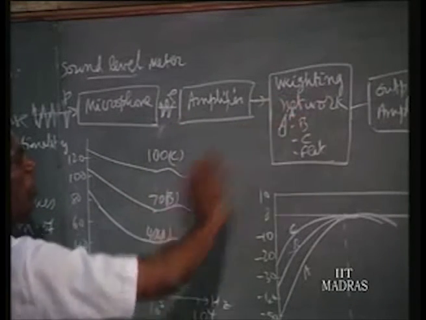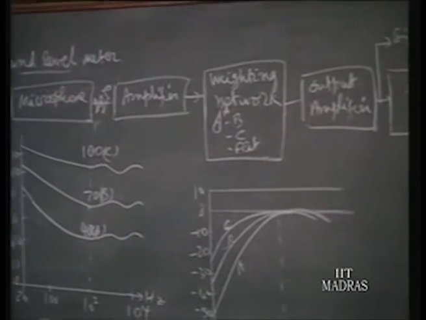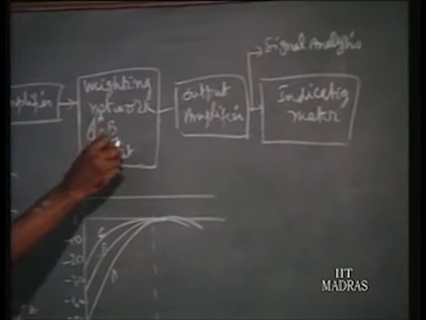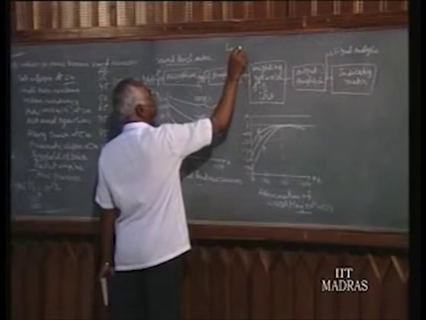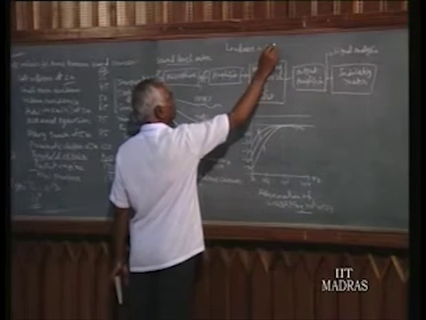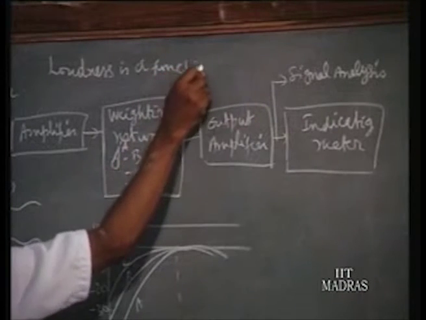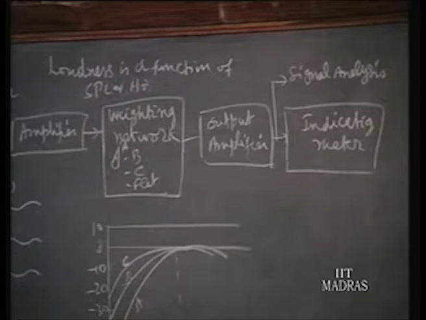Then we have the so-called weighting network. The weighting network is an important unit in any sound level meter. We have three scales, A scale, B scale, C scale, and another one is flat, which doesn't belong to any one of these. See what the weighting network's importance is: loudness is different from sound level. Loudness is a function of SPL and frequency in hertz. That is important.